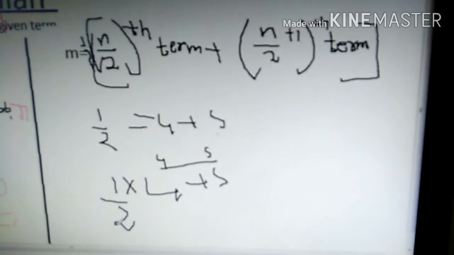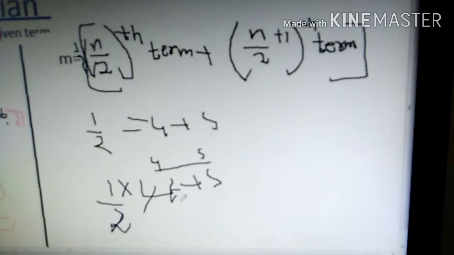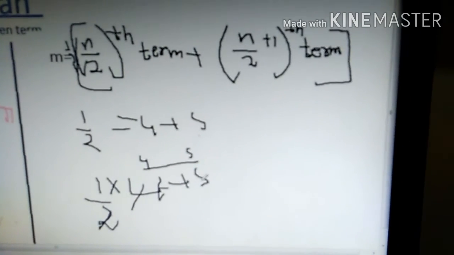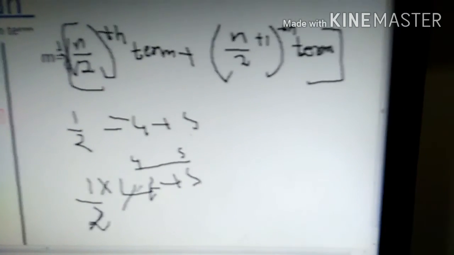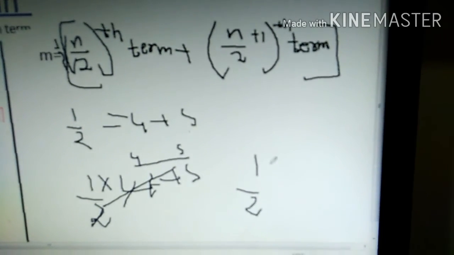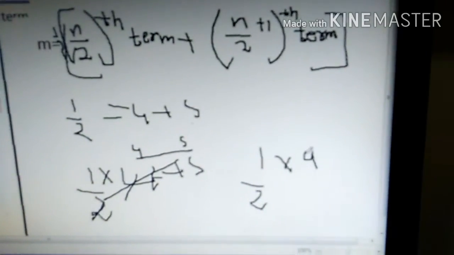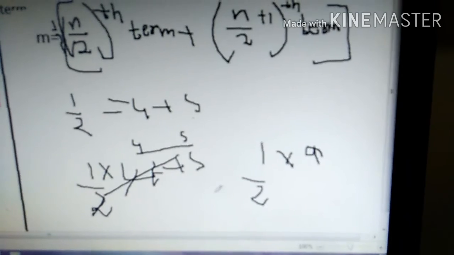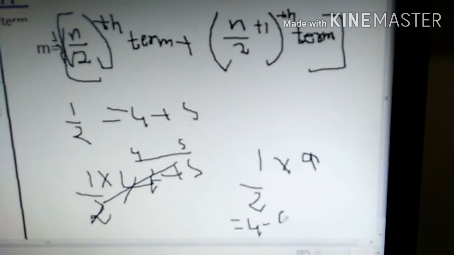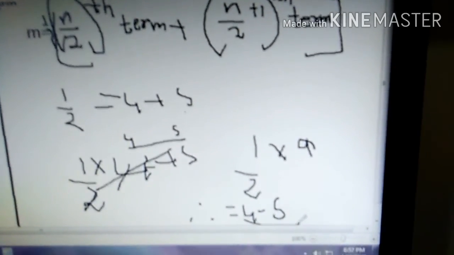Now, sorry, here is one mistake: 1 by 2 into 9. By adding 4 plus 5, 9 is obtained. So, if we divide it, the answer will be 4.5. Therefore, the median is equal to 4.5.